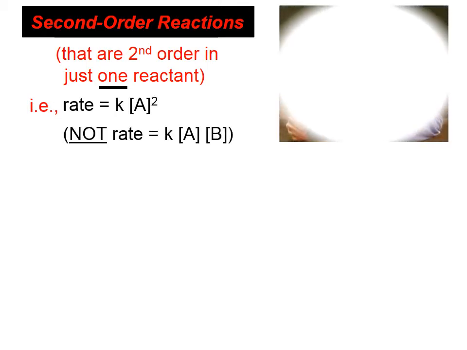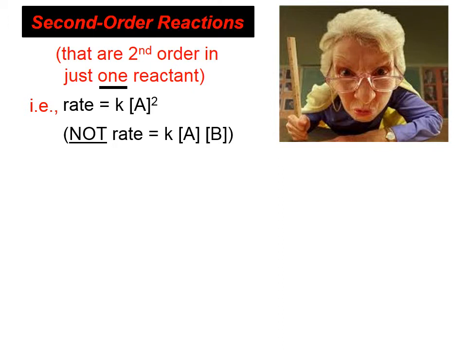In other words, the rate law for the reactions we're going to talk about looks like this: k times the concentration of some reactant squared. And that's it. Notice that this other rate law that I've written here is also a second-order reaction, but it is second order only because it's first order in reactant A and first order in reactant B. What we're going to talk about does not apply for that type of reaction. It only applies for reactions that are second order in a single reactant.